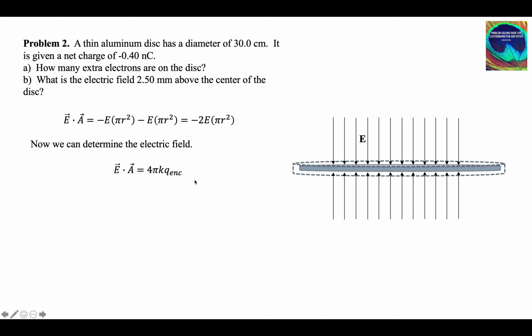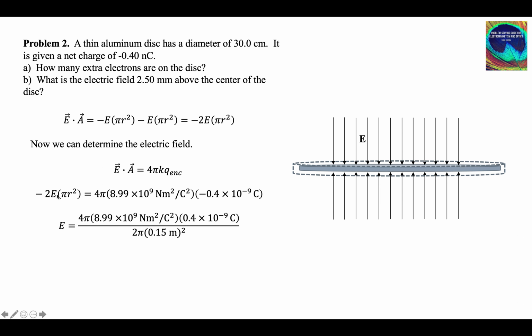So E dot A is 4 pi k q enclosed. E dot A is 2 pi r squared times E, and there's the charge enclosed. So we can solve for E. We remembered that the diameter was 30 centimeters, and this is the radius, so we put in 15 centimeters for the radius. Converted the charge to coulombs. Punch in the numbers, we get 320 newtons per coulomb. And we know, because the charge is negative, that it's downward.